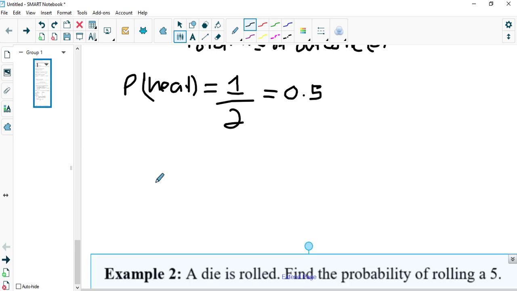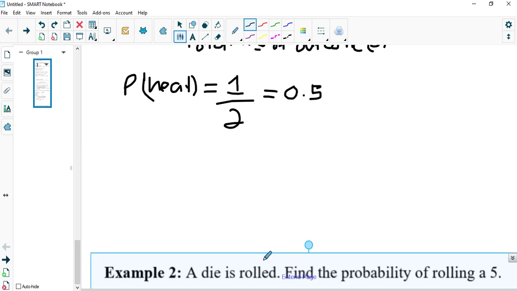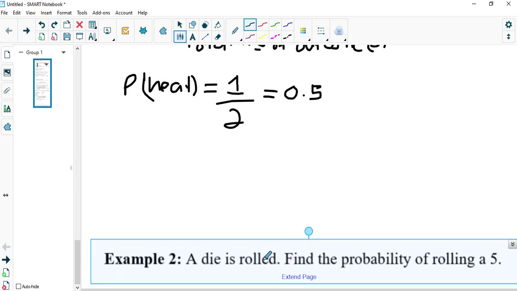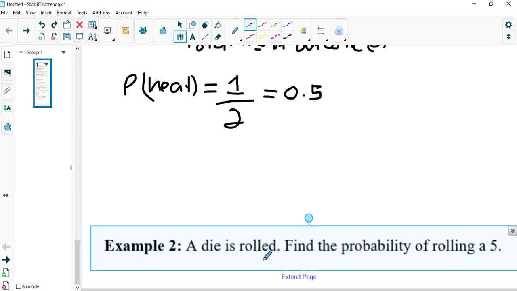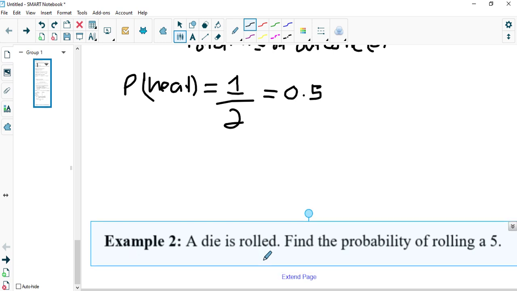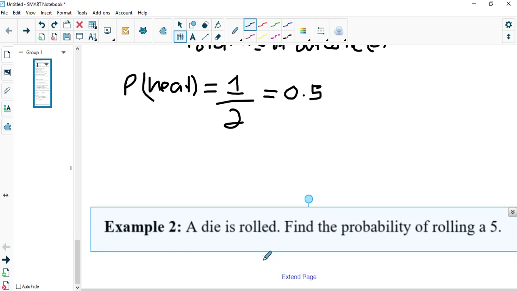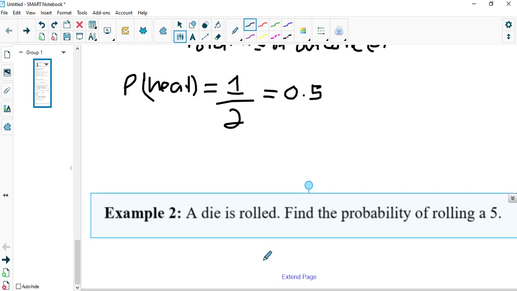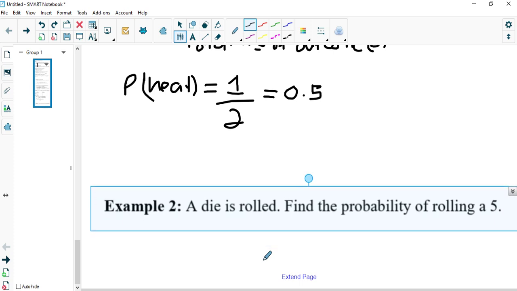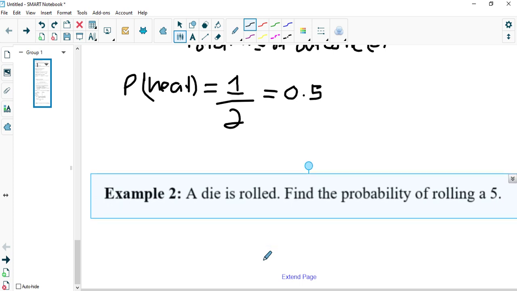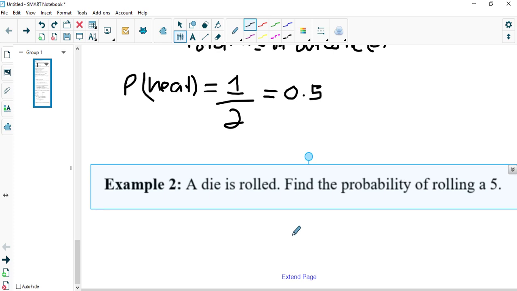Let's go to example number 2, in which a die is rolled. Find the probability of rolling a 5. You roll the die and want the chance that the die lands on the side with the number 5.